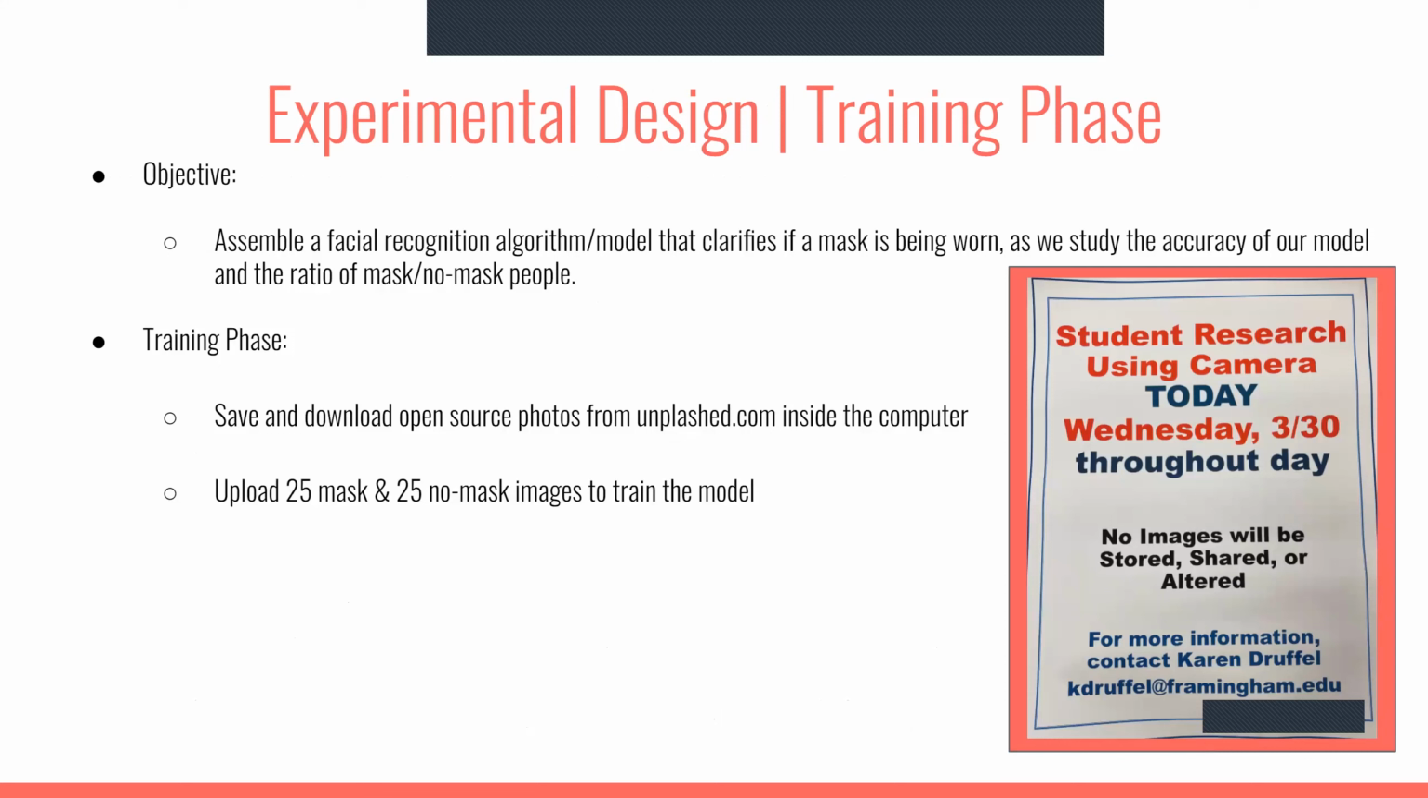So we're going to have two phases. The first one is the training phase. We're going to assemble a facial recognition model that classifies whether a mask is being worn or not, and we're going to study the accuracy of the model and also the ratio of mask to no mask. We're going to save and download open source photos from unsplash.com onto the computer, and we're going to upload images in order to train the model. The images are going to be divided into 25 mask and 25 no mask.